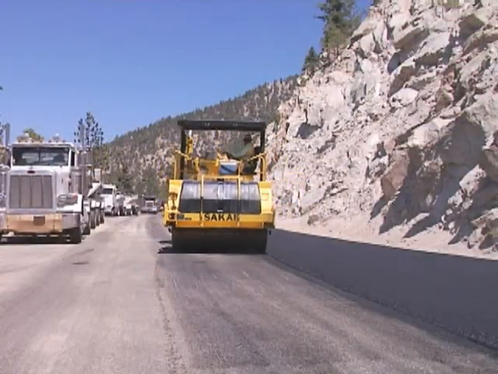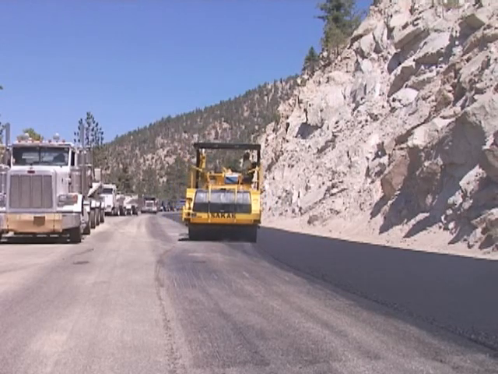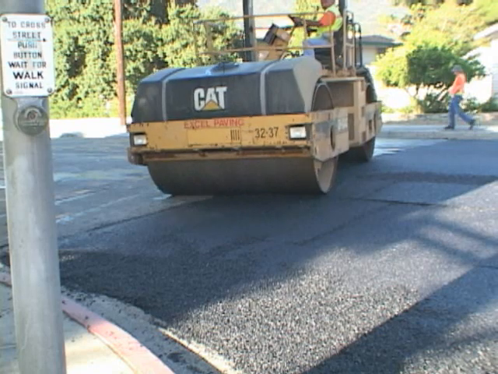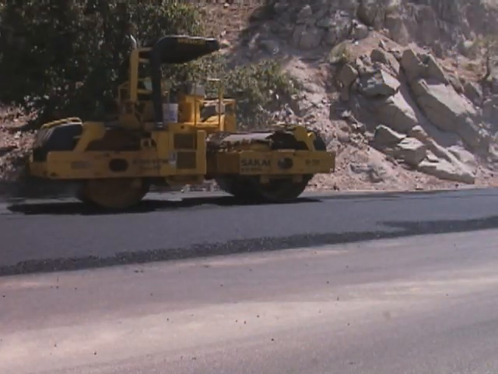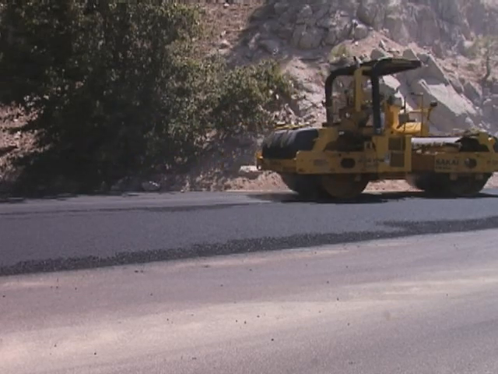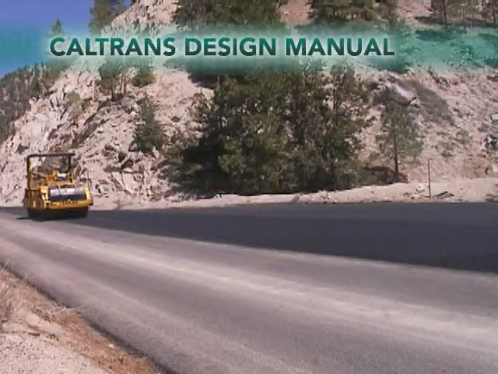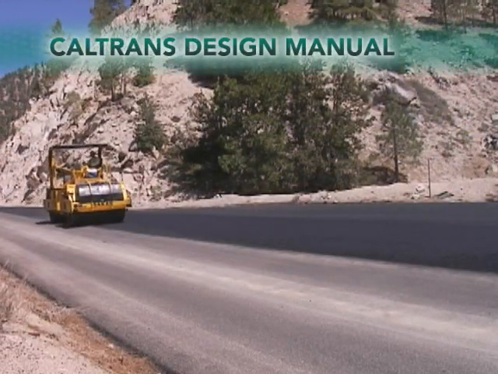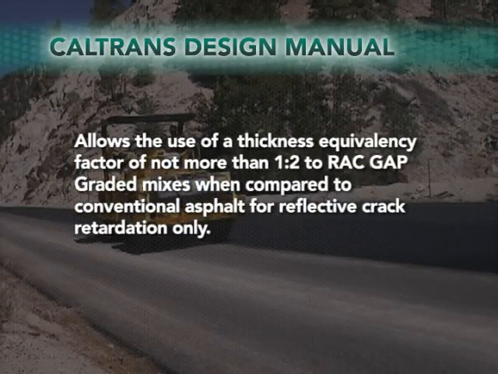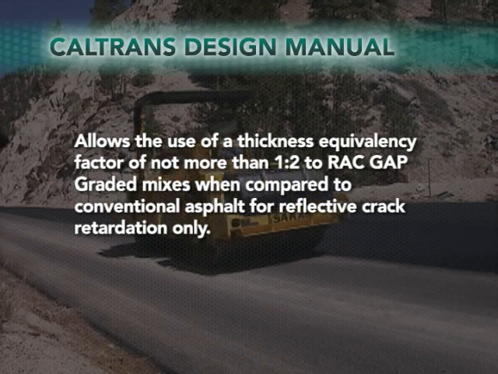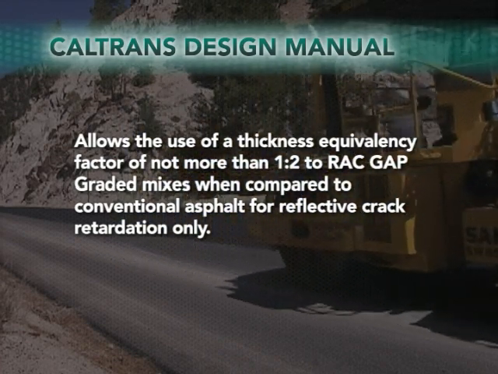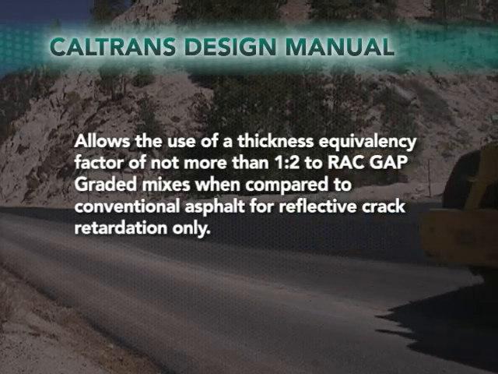Caltrans highlights the need to verify that both structural adequacy and reflective cracking requirements are analyzed, reviewed, and fulfilled for all flexible pavements and roadway rehabilitation structural designs. It should be noted that the Caltrans Highway Design Manual allows the use of a thickness equivalency factor of not more than 1 to 2 for rack gap graded mixes when compared to conventional asphalt for reflective crack retardation only.